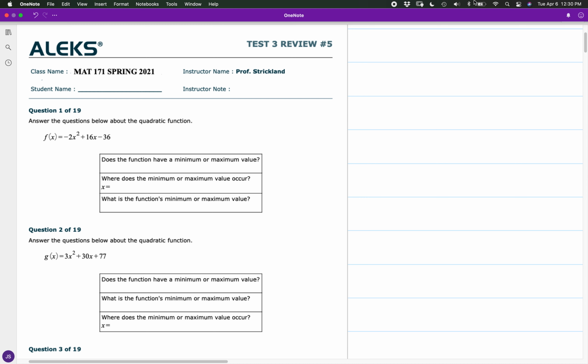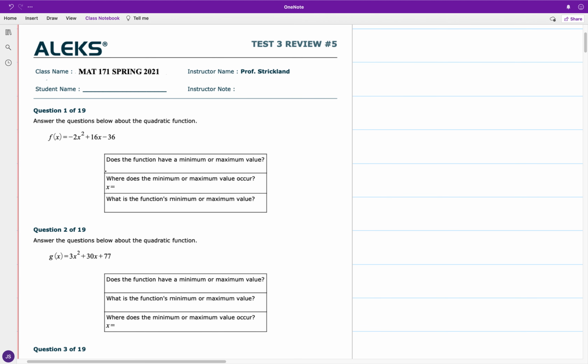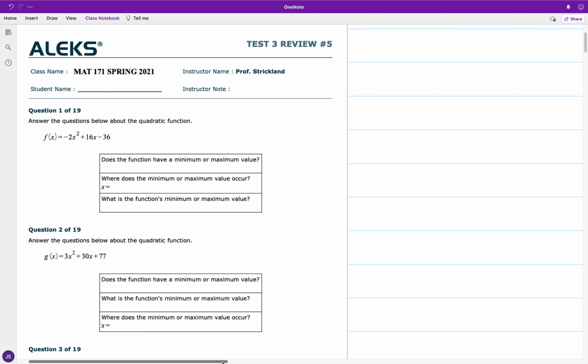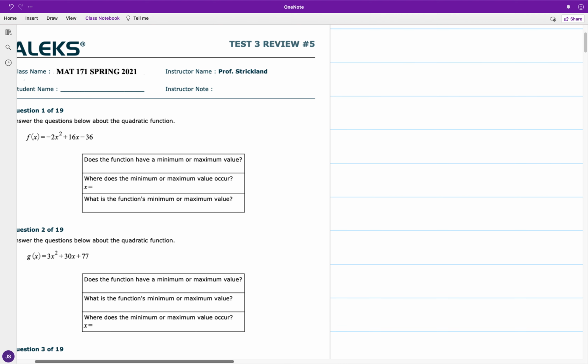All right, good afternoon. Just looking at what we have with our Chapter 2 test review, and going back to what we have with quadratic functions. In the first problem from the review set, we have a function f of x. Again, f of x is functional notation for what we otherwise say is y. And here we have it set equal to negative 2x squared plus 16x minus 36.